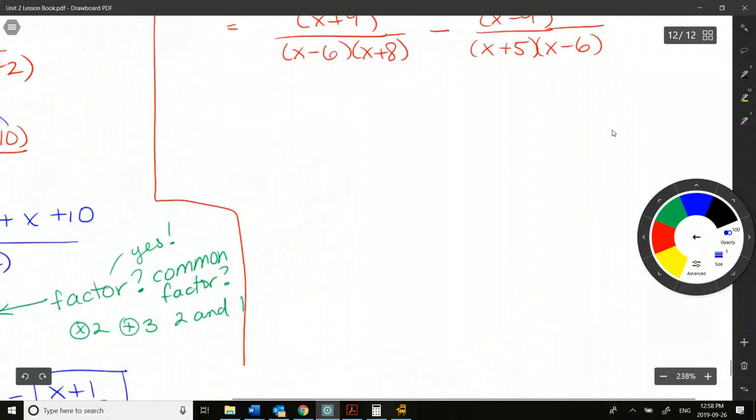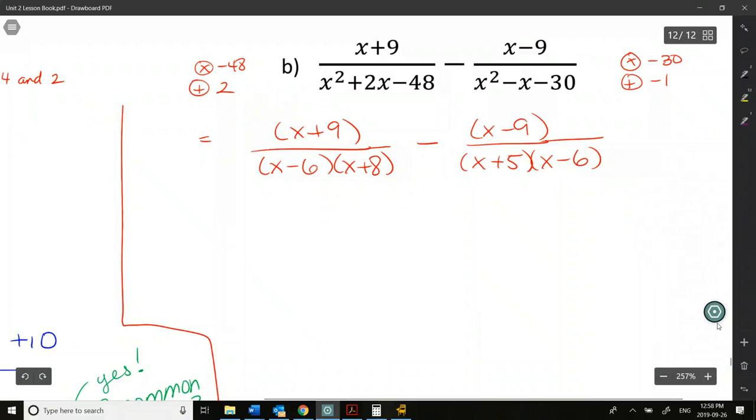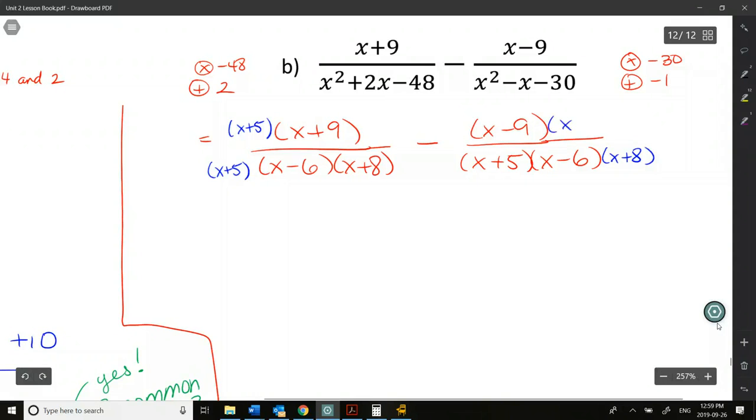Okay, so each side needs what the other side has. What is the right side missing that the left side has? Myrna? X minus, never mind, I got confused. Alex? Okay, so this side needs an x plus 5. The right side has one, the left side doesn't. Need that on top and bottom. What about the right side? What does it need that the left side has? An x plus 8. Okay. So each side needs what the other side has. That's the rule.